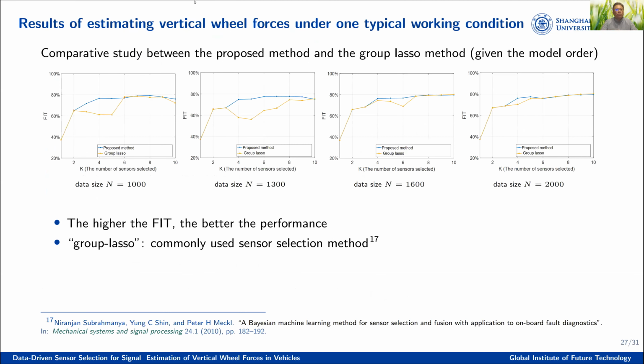And we also compared this method with the group lasso method. Group lasso has been considered a commonly used sensor selection method in the literature. So here, we conducted analysis with different data sets, n from 1000 until 2000. For the proposed method, the fit, the higher the better, obviously outperforms group lasso for most of the cases.